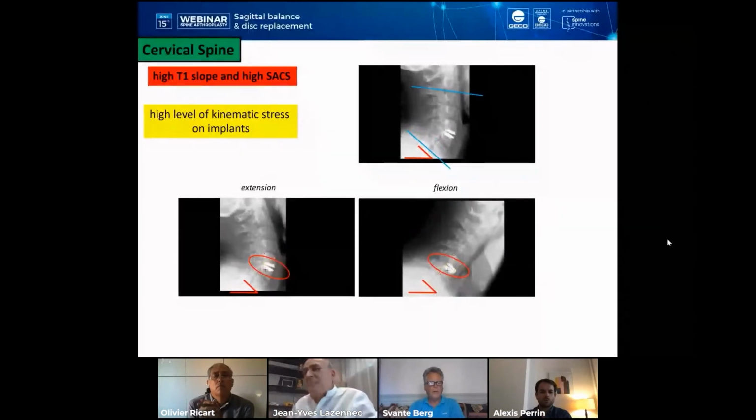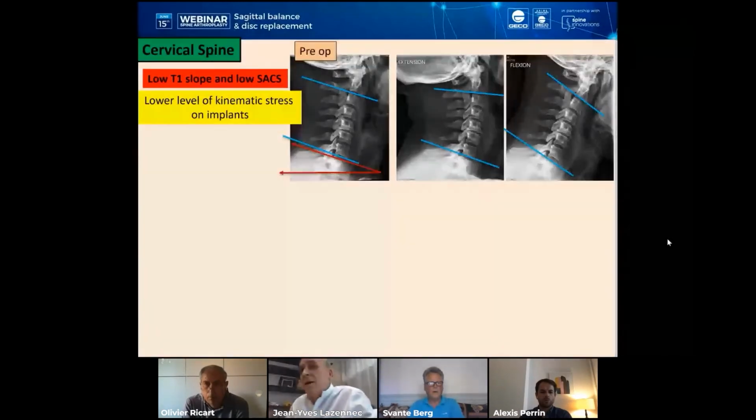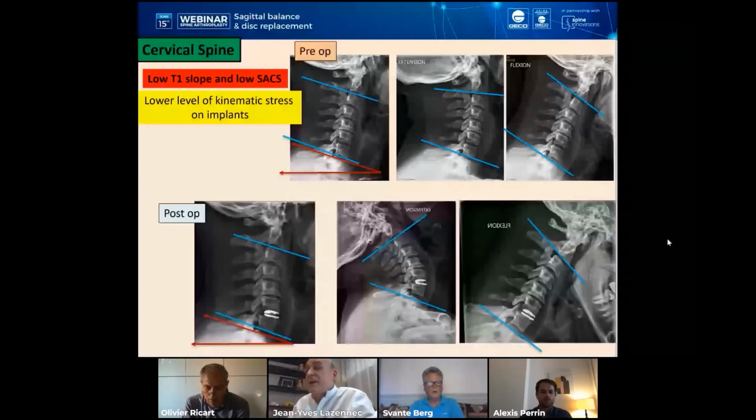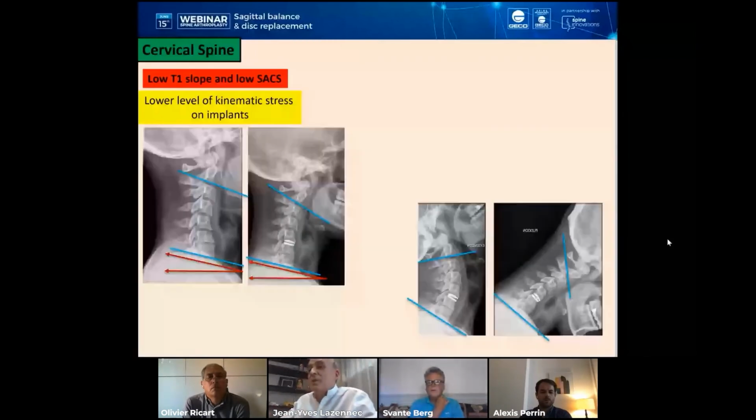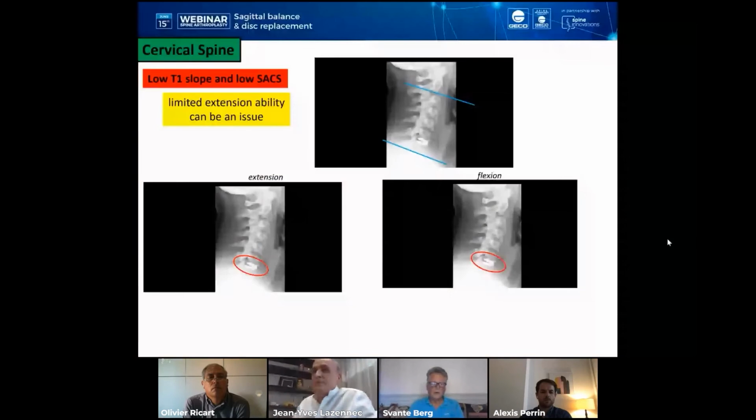Another case with high pelvic incidence, high T1 slope, and you see the same risk with the center of rotation inside of the implant. Now, low T1 slope, I want to convince you to look at this T1 slope. You have a lower level of kinematic stresses on the implant, because you have less extension reserve regarding the standard position of the patient. Here, another case, pre-op, post-op, you see, you have less extension ability. So probably you cannot promise the patient full range of motion.